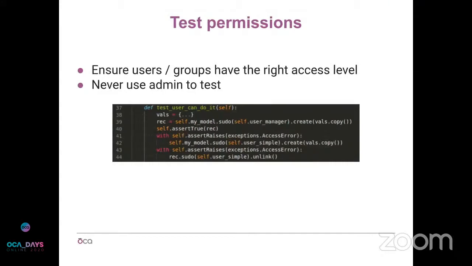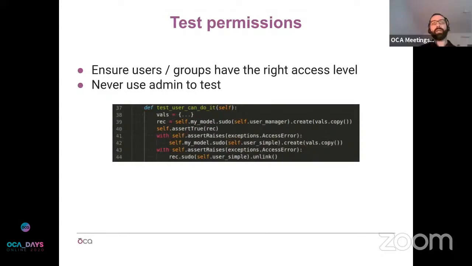Then test permissions. How can you do that? Well, it's pretty similar to testing the exception. Actually, what you're going to do is test that an access error exception is raised. The recommendation is always test, especially if you have a complex set of permissions, like with many groups and ACL and so forth, always test both users, or all the set of users with all the groups that you need to test.